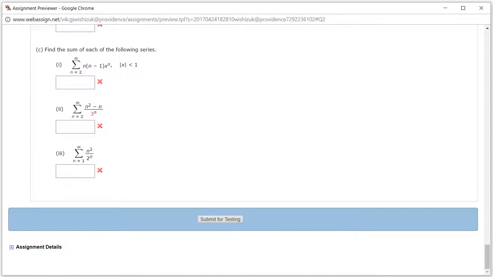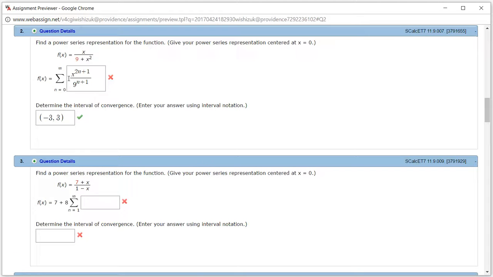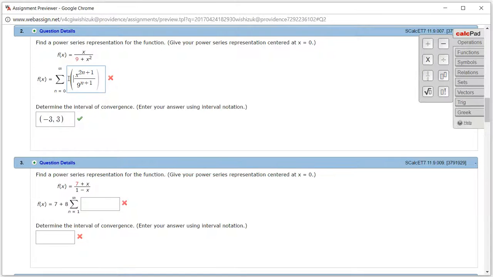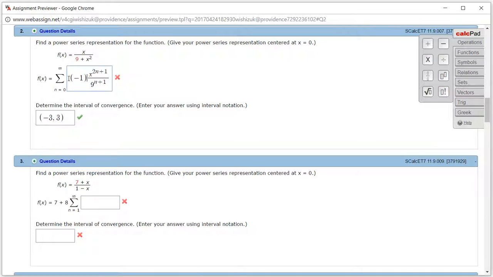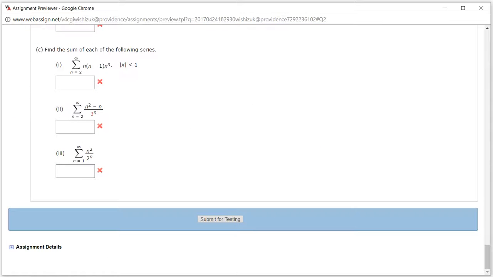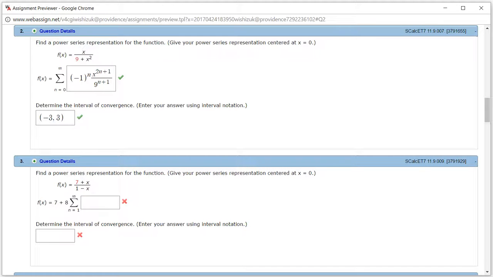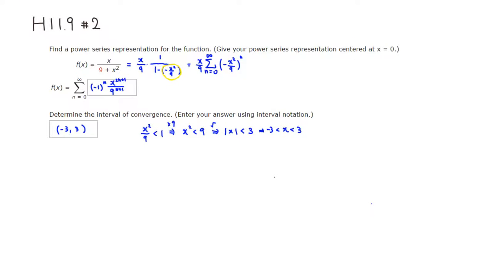So let's double check, submit for testing. Oops, I forgot the negative 1, sorry about that. So it's negative 1 raised to the n. Hopefully this will do it. Submit for testing. Looks like that fixed it. That's it. I hope that this was clear.